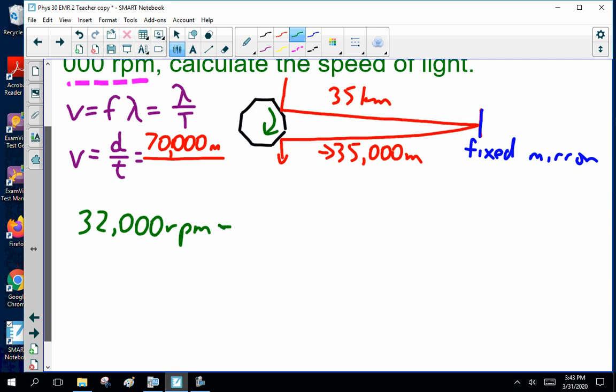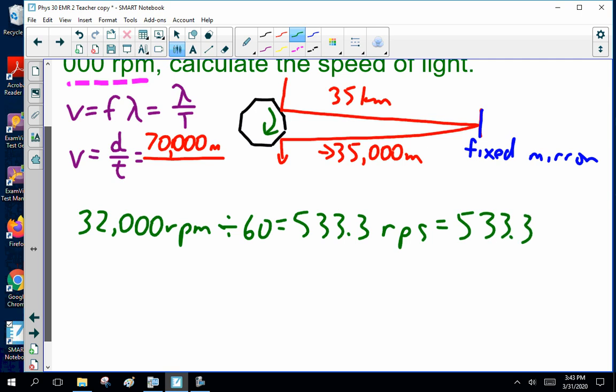Now, divide by 60, we get 533.3 revolutions per second, or 533.3 hertz. Woohoo! We have a frequency.